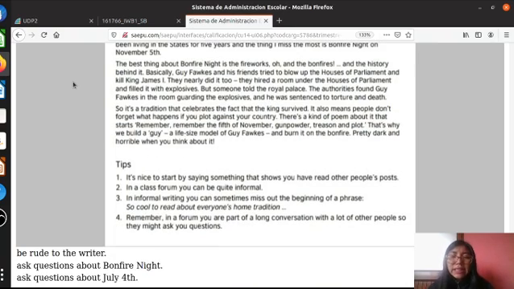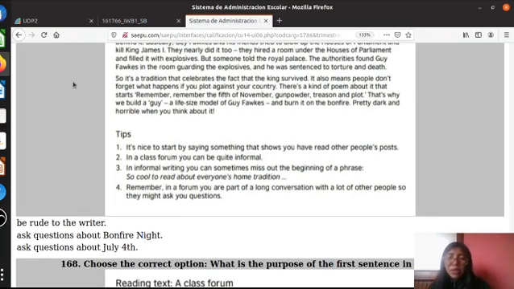Tips. It is nice to start by saying something that shows you have read other people's posts. In a class forum, you can be quiet and informal. In informal writing, you can sometimes miss out the beginning of a phrase. So it's cool to read about everyone's home tradition. Remember, in a forum, you are a part of a long conversation with a lot of people, so they might ask your questions. Okay, so here you have the options.